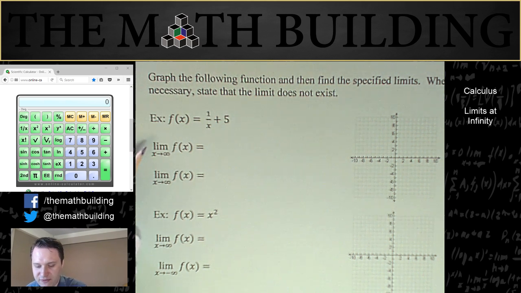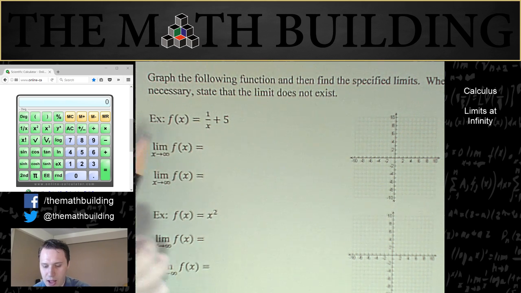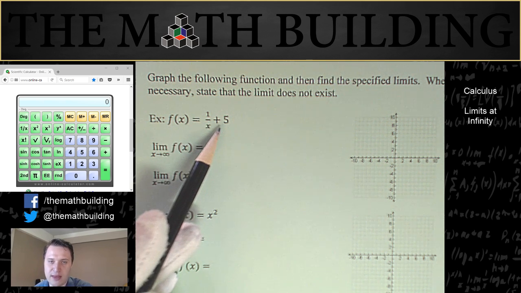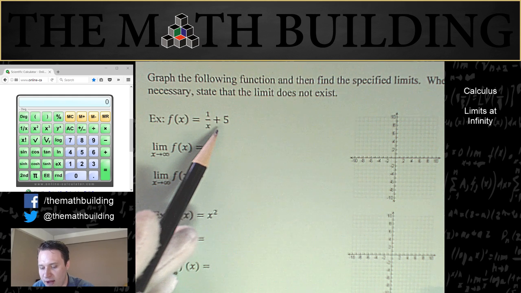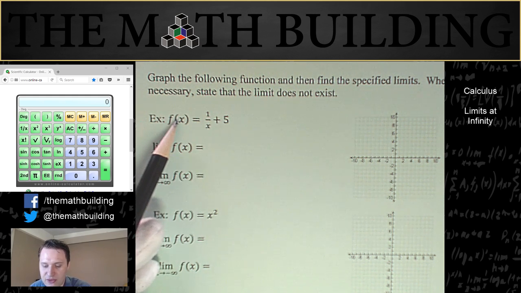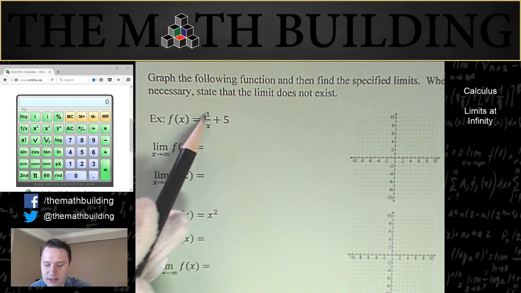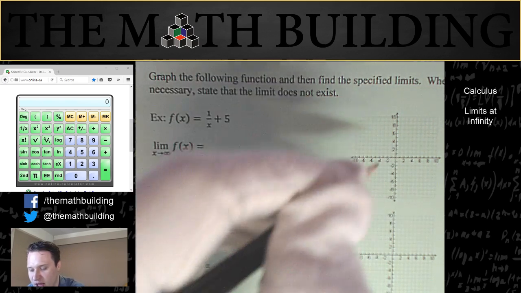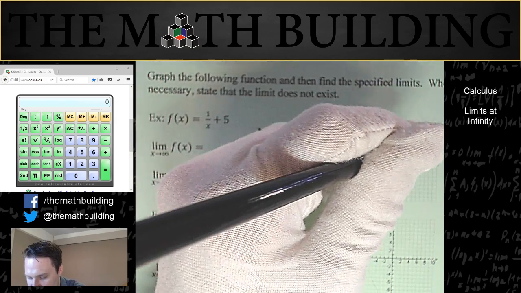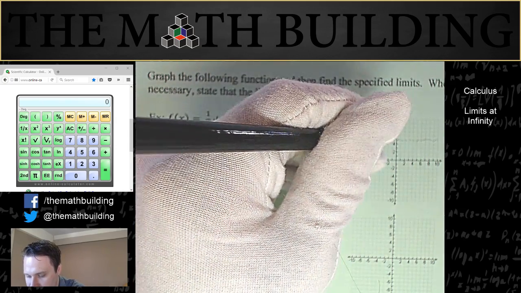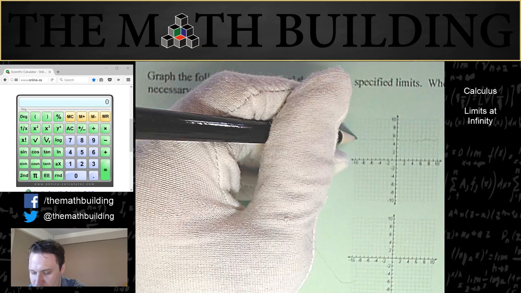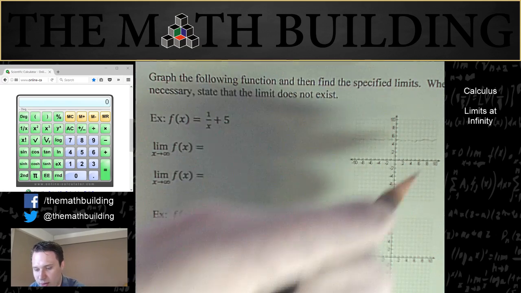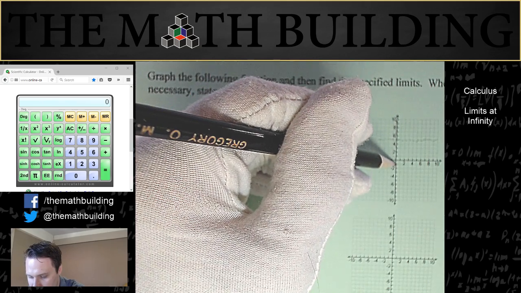All right, let's look at this example. Let's look at the limits to infinity of this. We have the function 1 over x plus 5, which you should recognize as a hyperbola, and you should know how to graph this. Because 1 over x will never equal 0, y will never equal 5. So our horizontal asymptote is at 5. Again, you should have learned how to do this in the Algebra 2 building. We also have a vertical asymptote at 0.